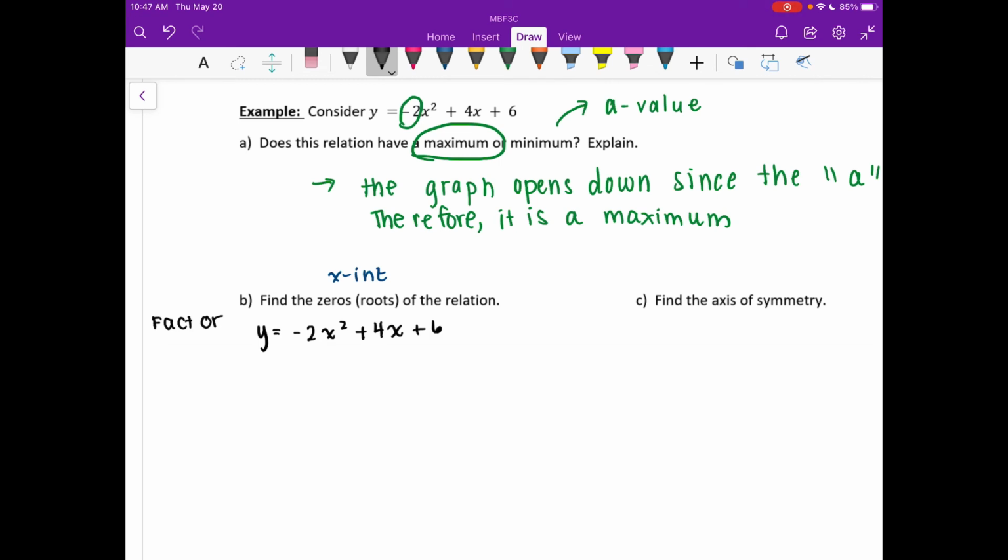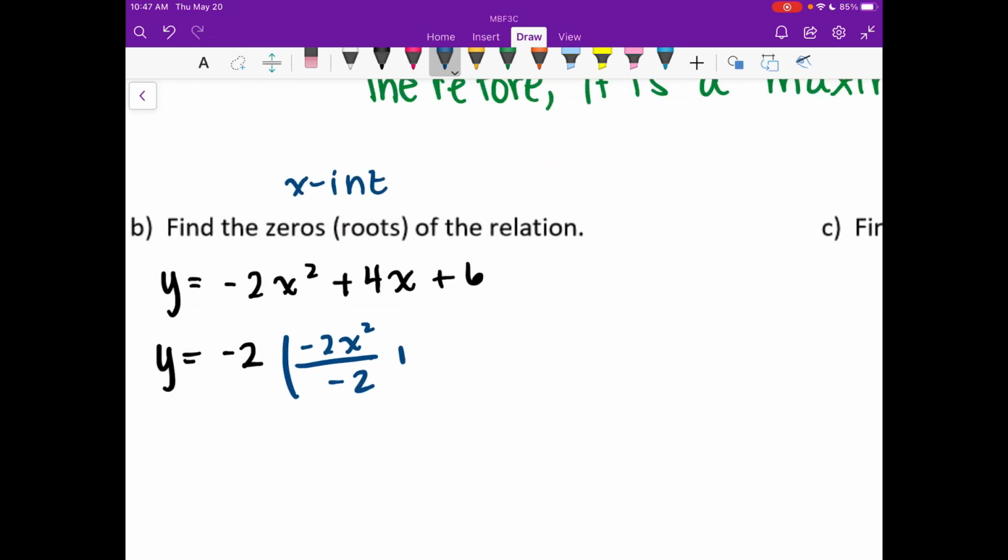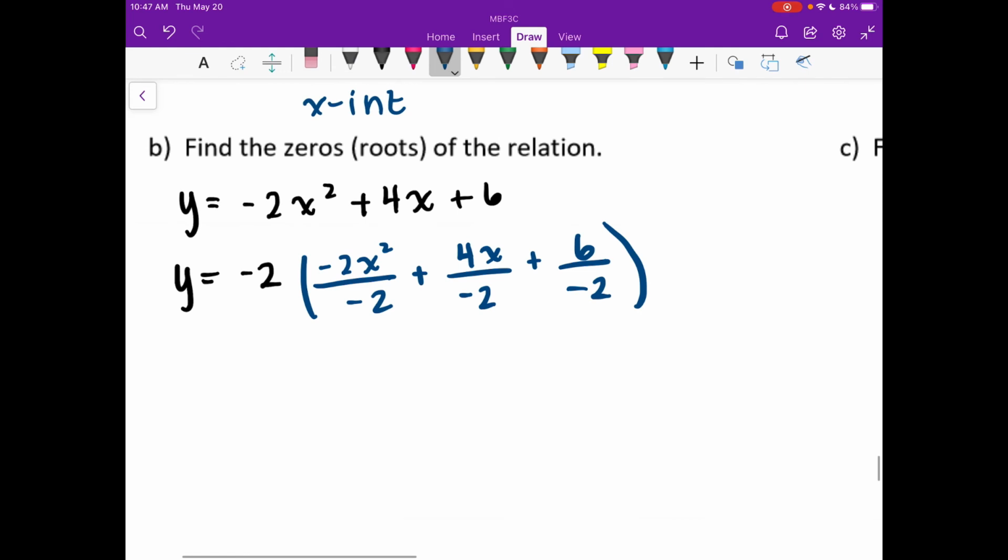So let's pull out the negative 2, right? So that means everything on the inside is going to be divided by negative 2. So y equals negative 2. Let's do negative 2x squared divided by negative 2. I'm just going to zoom in so you can see. Plus 4x divided by negative 2. That's important because that's going to change the sign. 6 divided by negative 2. Because it's a negative, you know it's going to change the sign. So just be mindful of that. And then I'm left with y equals negative 2. Negative 2 divided by negative 2 is going to be positive x squared.